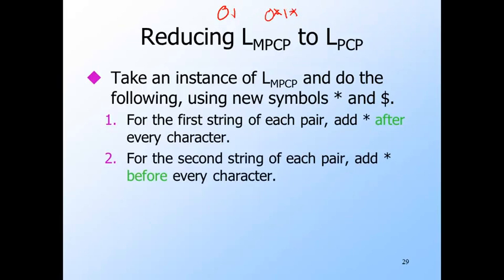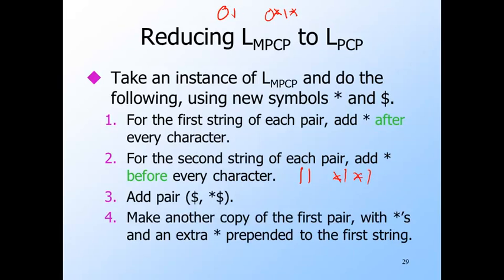And for X, the second string of the pair, we instead add a star before every character. So for example, 1, 1 becomes star 1 star 1. The output instance also has a new pair unrelated to any input pair. This pair is $ paired with star $.